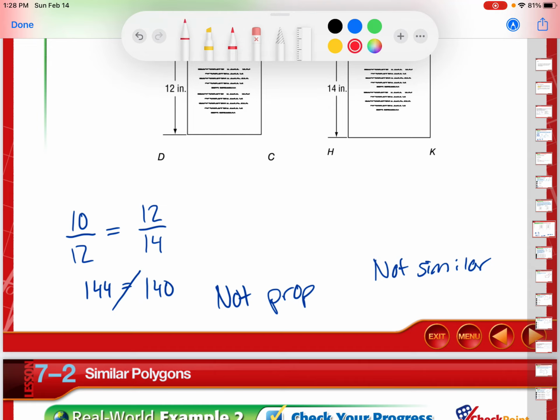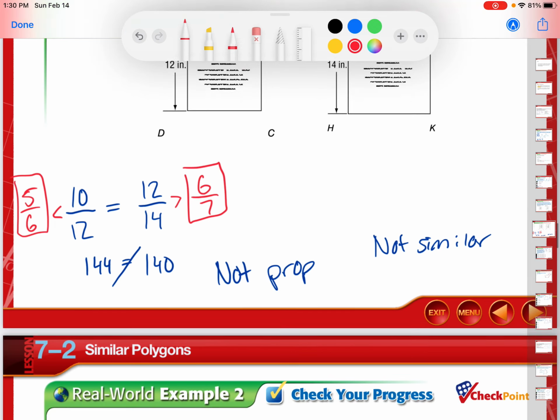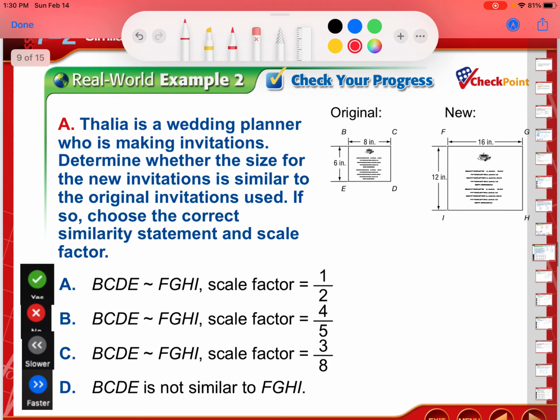There is another way that you can do this. If you would like to, you can reduce each of these fractions. So if I reduced 10 over 12, I would get 5/6. And then if I reduced 12 over 14, I would get 6/7. So these would be their respective scale factors, and these would need to be the same if it was similar. And so since 6/7 and 5/6 are not equal, then we do not have a similar polygon.